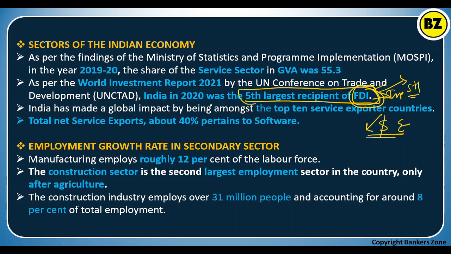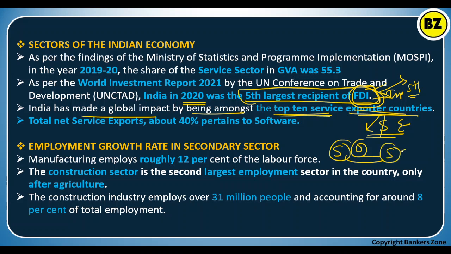In 2020 during COVID, India made a global impact by being among the top 10 services exporter countries. So we are among the top 10 service exporter countries. I have already told you, we are a service oriented economy. We are exporting our services to the whole world by way of TCS, Infosys. We have great software companies, IBM. Apart from that, different BPO services are being exported from India. So we are in the top 10 service exporting countries.